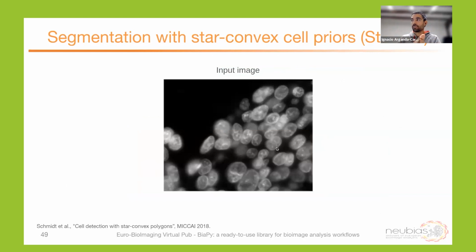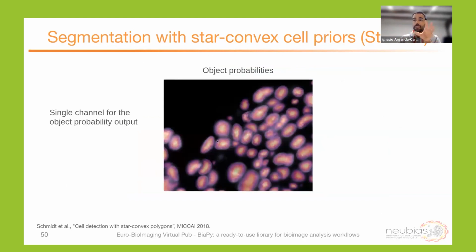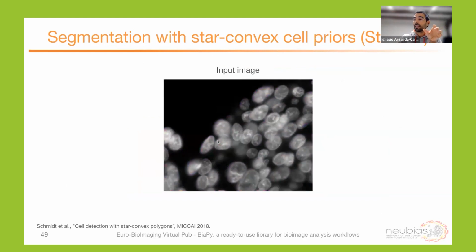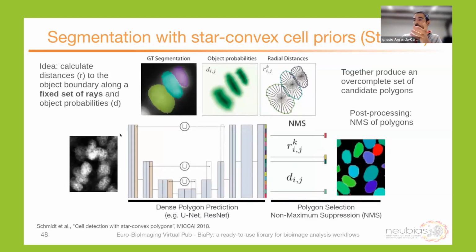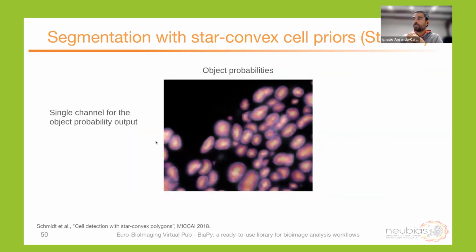Okay? Let's see an example. This is a very characteristic image. It's noisy, with plenty of objects touching each other. So what the model does, and sorry, I didn't mention, this is also a U-Net-like architecture. Okay, what they do is that they predict the object probabilities.